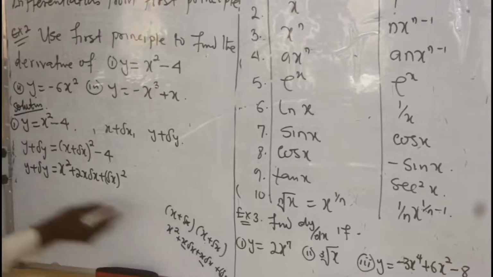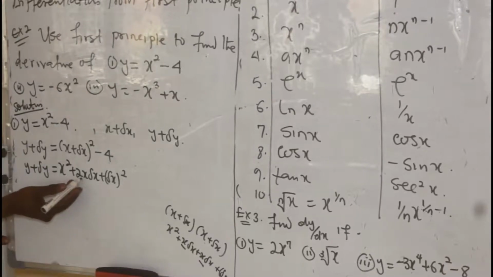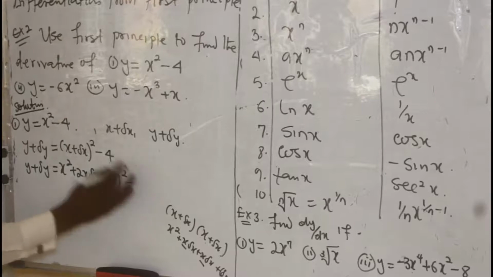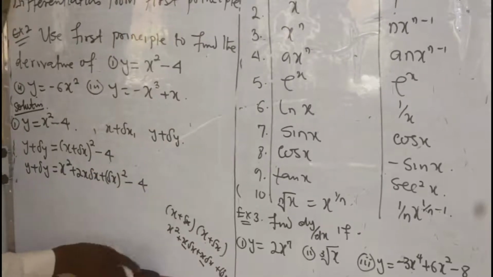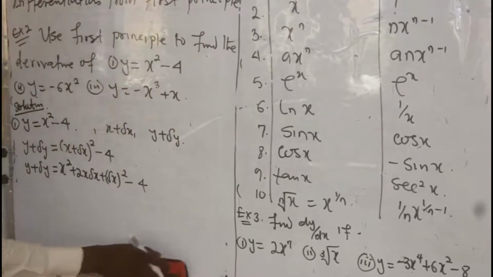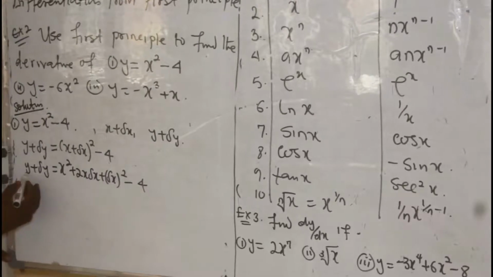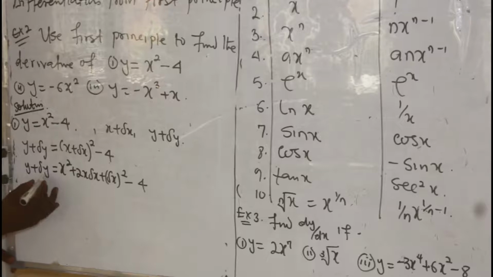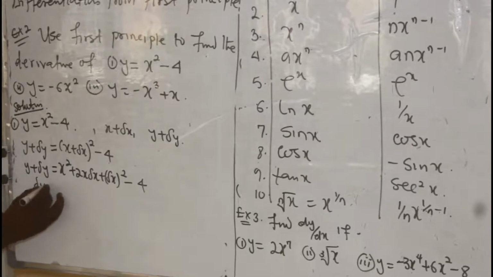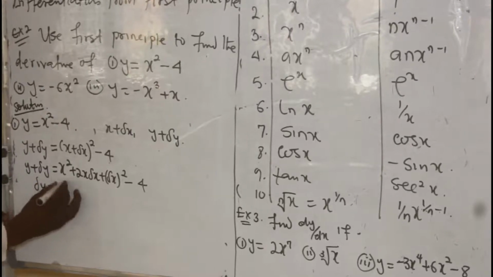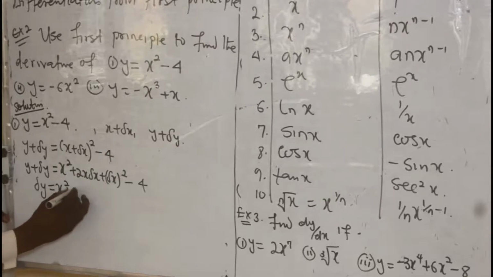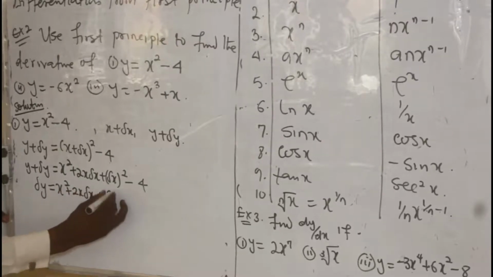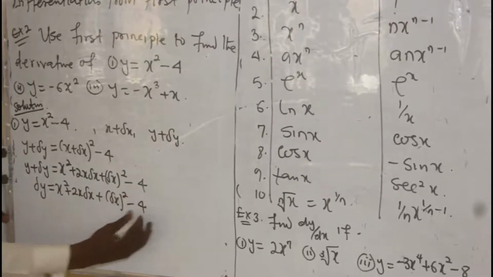X squared plus 2x delta x plus delta x all squared, minus what do you have now? 4. What is the next thing you are going to do? The next thing you are going to do here is to make delta y the subject. So it's going to be what? Delta y is equal to x squared, just copy this, plus 2x delta x plus delta x all square minus 4.